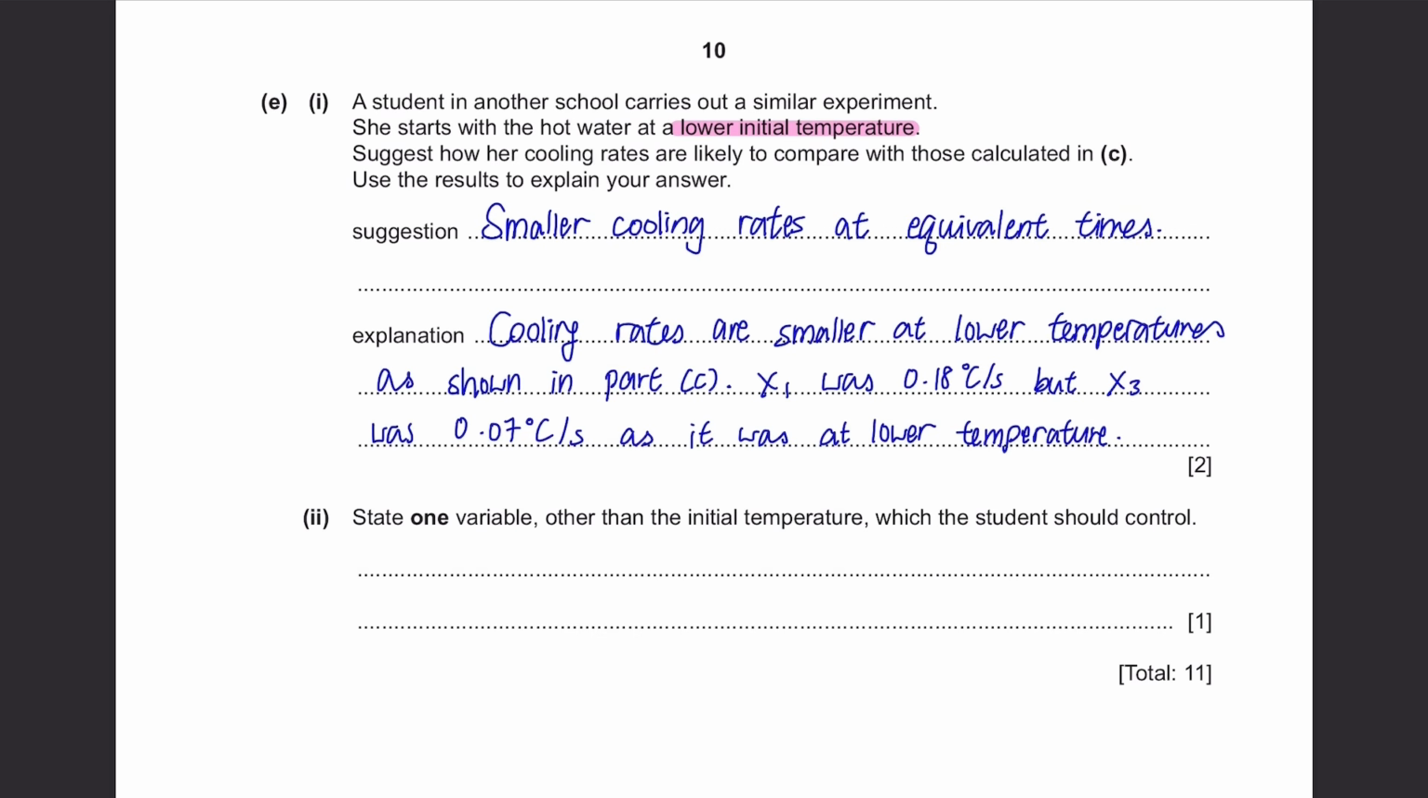State one variable other than the initial temperature which the student should control. If it needs to be controlled, it means that it should be kept constant. So the most obvious one is the volume of water should be kept constant, because if you have higher volume of water, it's not going to decrease its temperature as quickly as a beaker with lower volume of water. And also, the room temperature where the student carries out the experiment should be the same, because let's say you're carrying it out at lower room temperature, then obviously the temperature will decrease faster.